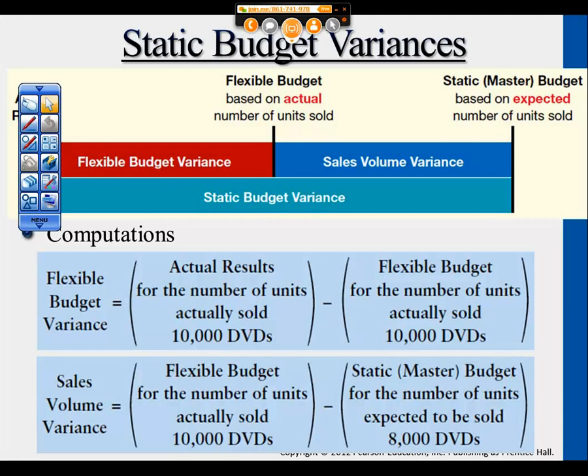Your static budget is the one that's master, okay? It does not have any of the actual numbers. It's just something that's predicted. That's your master budget. And then we also talk about the flexible budget. Flexible budget is something that gets adjusted while we are in the period. So we'll talk about what's the difference between them in a second.